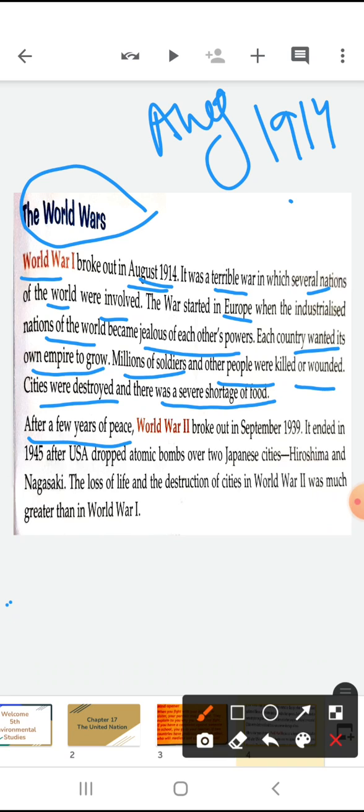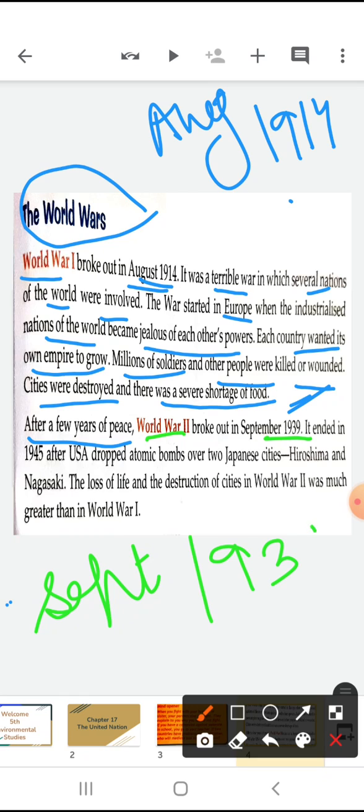Okay, after this World War First, there was peace for a few years. Then World War Second took place. It broke out in September 1939. It ended in 1945 after the USA dropped atomic bombs over two Japanese cities, that is Hiroshima and Nagasaki. These are the two cities of Japan, Hiroshima and Nagasaki, on which USA dropped atomic bombs in 1945. The loss of life and destruction of cities in World War II was much greater than World War First.